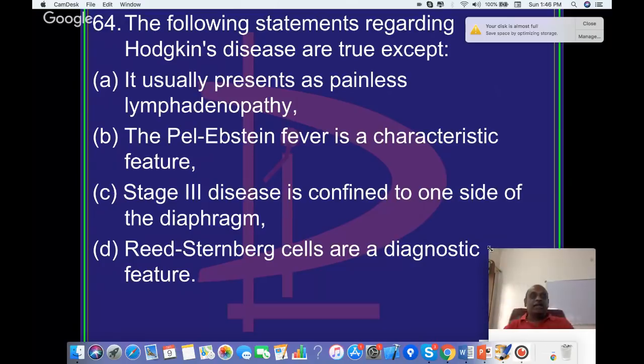Now, doc, Hodgkin's disease, what is except about it? Shoot your answer. Question number 64. Yes. It is a painless lymphadenopathy. Absolutely. There's a Pel-Ebstein pattern of fever. Stage 3 means it is confined to both sides of the diaphragm.